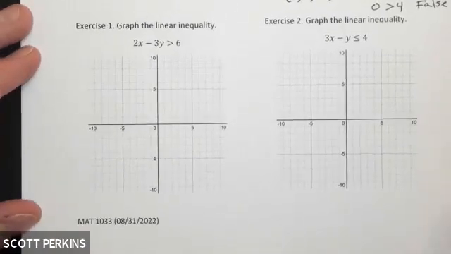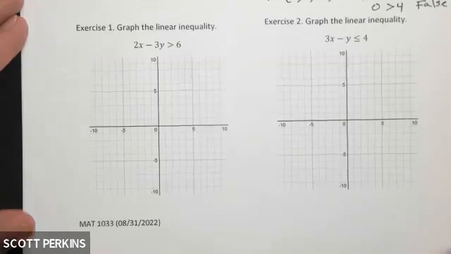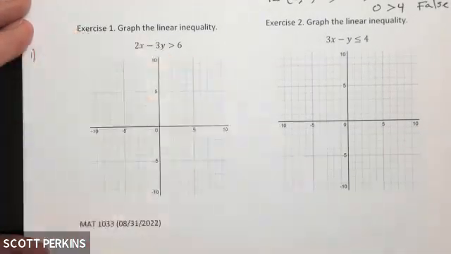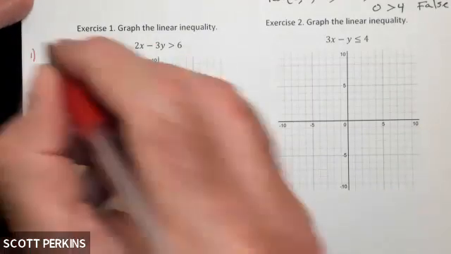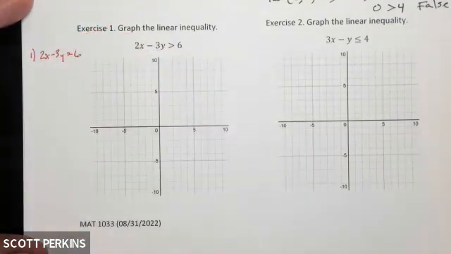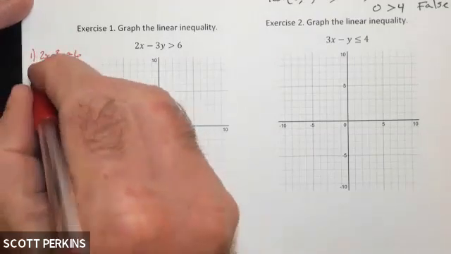Okay, so exercise 1, I'm going to go through my 3 steps. If we diverge somewhere, that is a great opportunity to ask a question. So step number 1 is I'm going to graph the boundary. So I'm just going to take 2x minus 3y equals 6. I'm going to solve that for y. So to get this 2x over to the other side, I'm going to subtract.